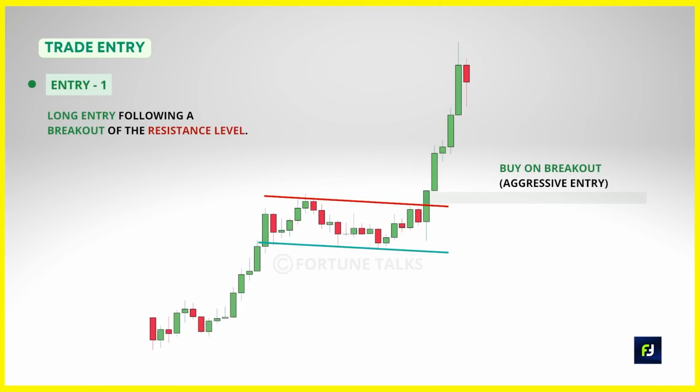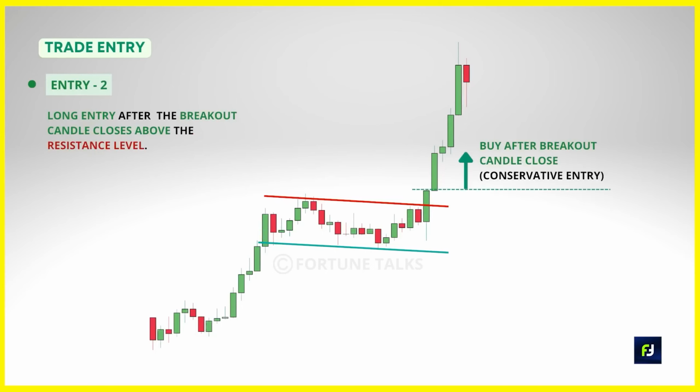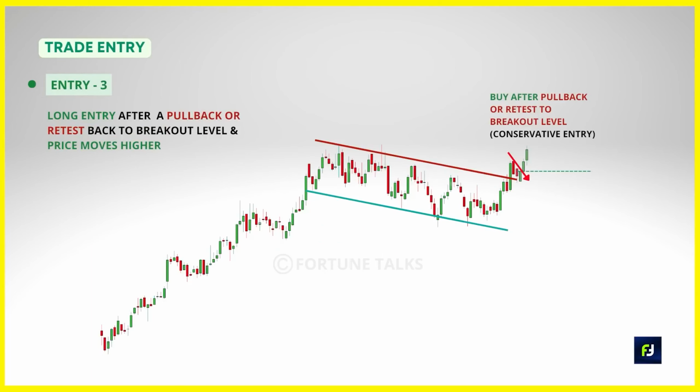That is, you can enter at the moment when the price breaks above the resistance trend line, or you can look to buy above the high price of the breakout candle after it closes. Now the second method is to wait for a pullback or a retest back to the breakout level and then take a long entry when the price moves higher or when the price moves above the breakout candle high.